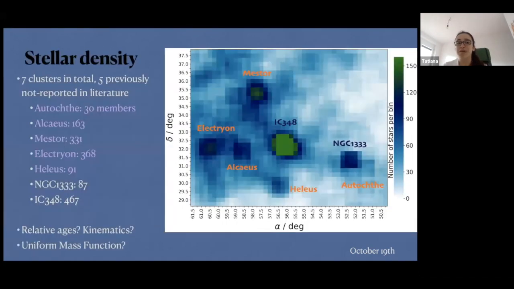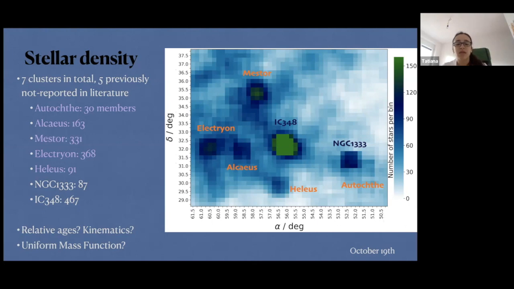Perhaps the best part about this was that I got to name these 5 new clusters. We have a small one next to NGC 1333, called Autochthe. I don't know if you can see my cursor. On the other side, next to IC348, we have Alcaeus, and then these 4 lie on the front part of the complex, and on the back, we have Heleus, Electryon, and Mestor. These are the names of 5 of the many children of King Perseus in Greek mythology.